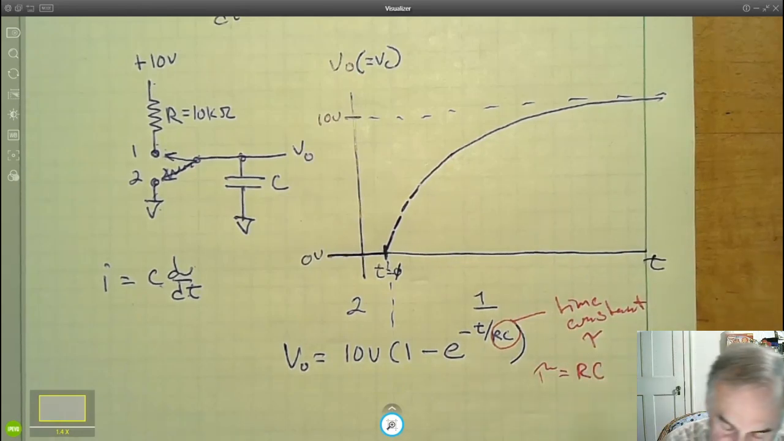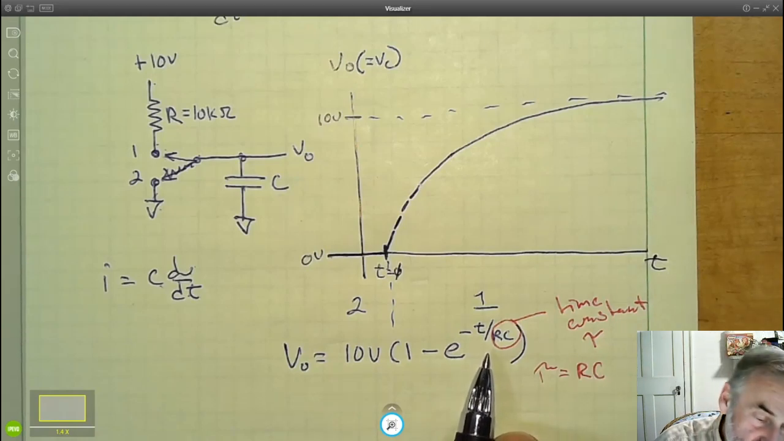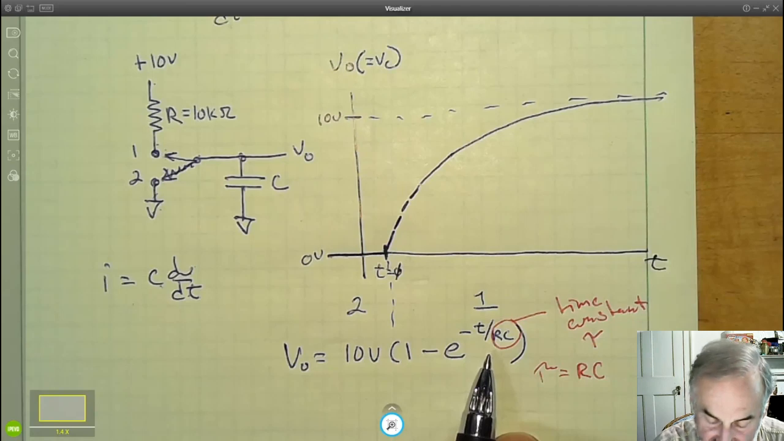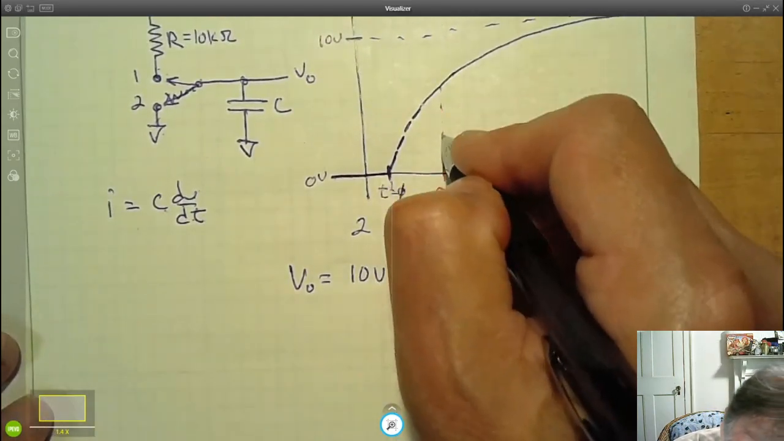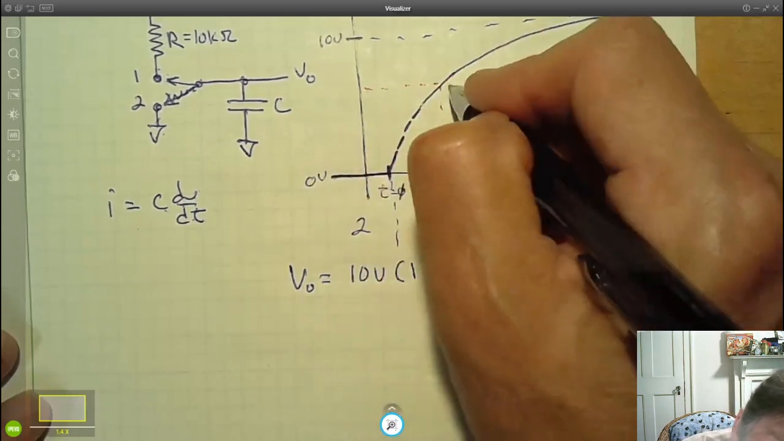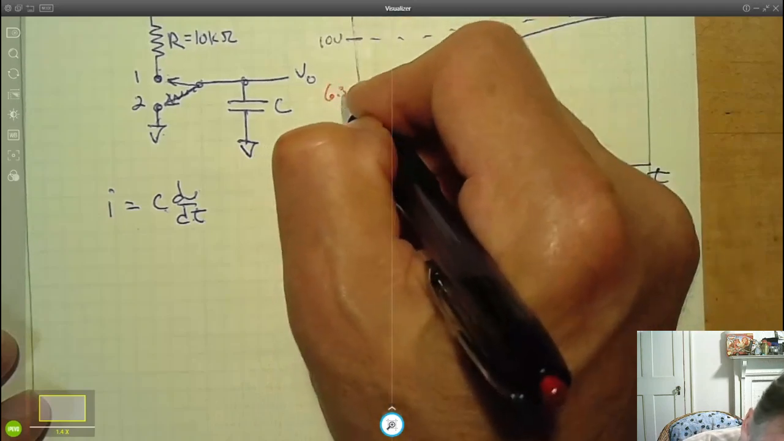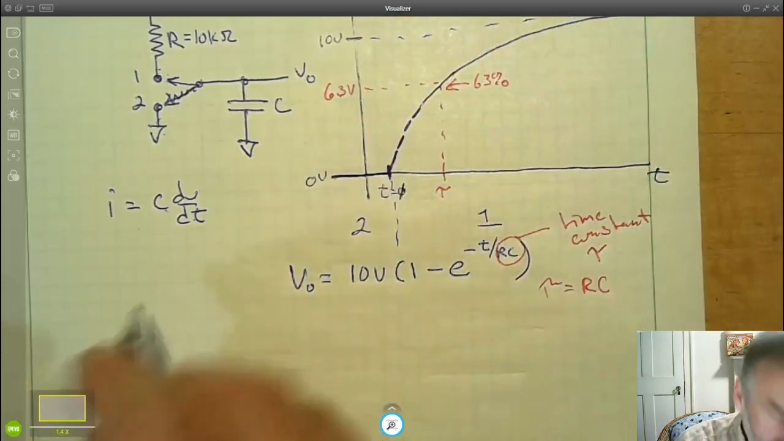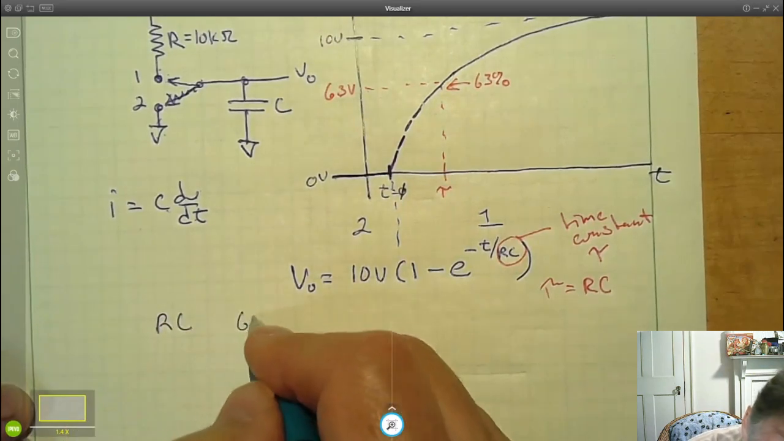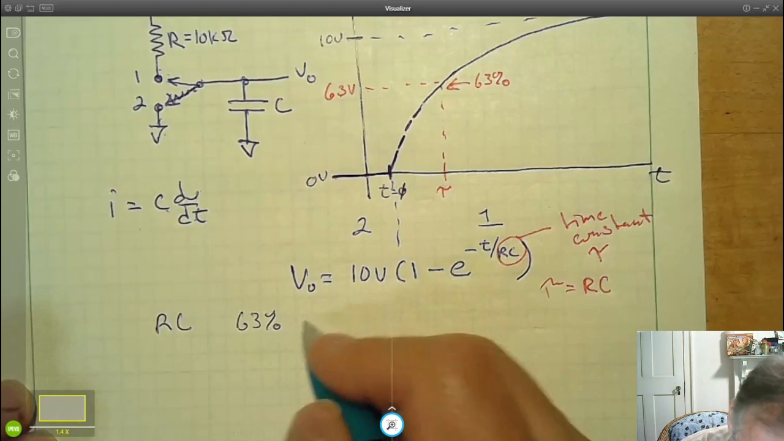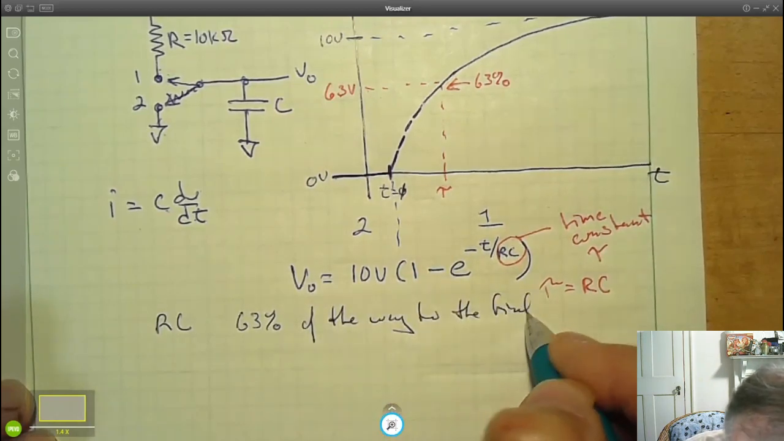Okay, and if you actually plug values into this equation for RC, 2RC, 3RC, 4RC, 5RC, what you will find out is that at 1 tau, we are 63% of the way to the final value, which in this case would be 6.3 volts. So at 1 RC, we're at 63% of the way to the final value.